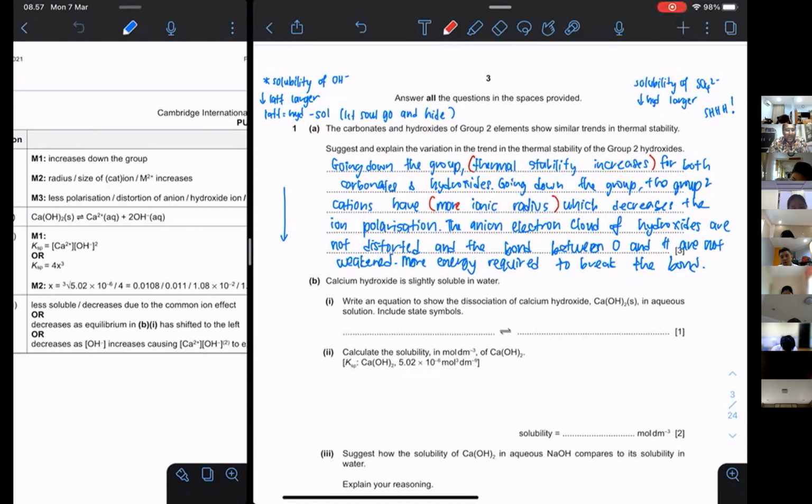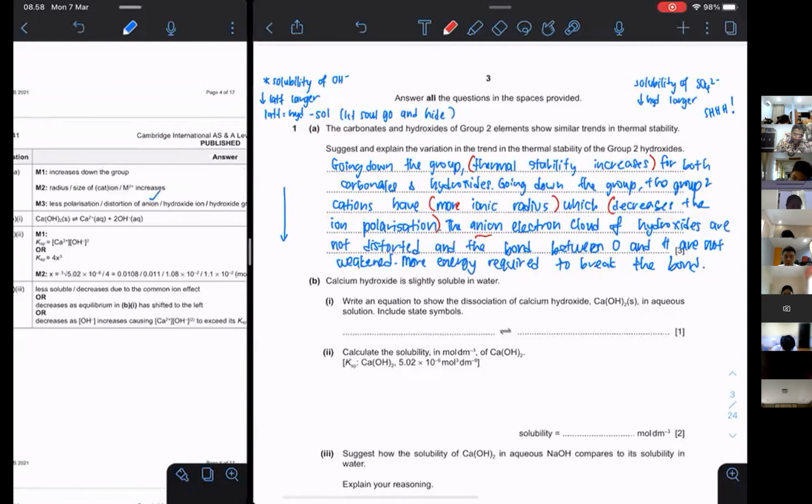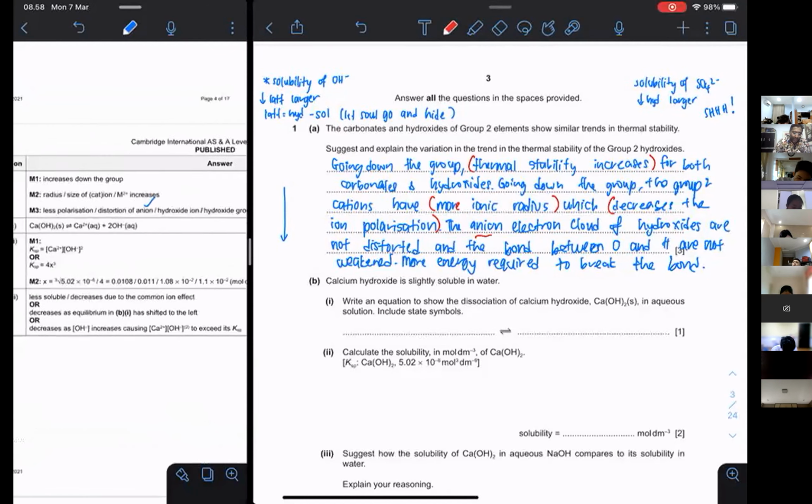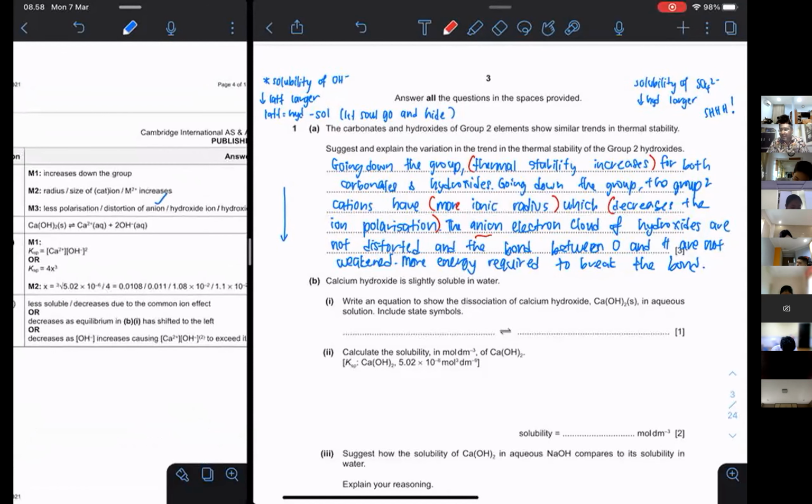Then less polarization, which is the decrease in ion polarization. I specified the anion, which is what they want here too: the distortion of the anion, less distortion. I also mentioned that they are not distorted that much, and I even gave more points than required. That is going to give you the 3 marks.